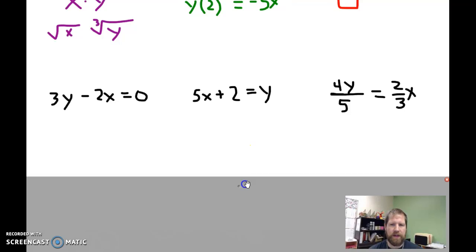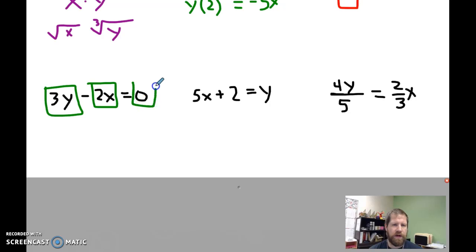All right, let's look at a couple examples. In this one, again, I have my 2 terms with variables in it, and my third term over here is a 0. Since it's not a constant, when I move one of my variables over, it's going to disappear, and I'll be left with a direct variation equation. This one, you can easily see I have a constant that I'm adding to my variable, so this will not be a direct variation equation.